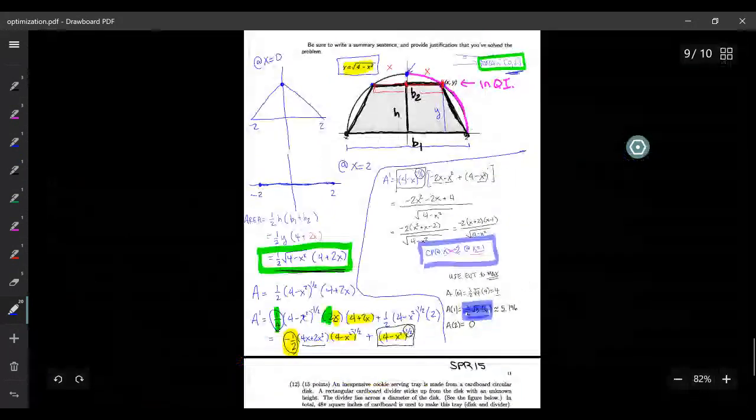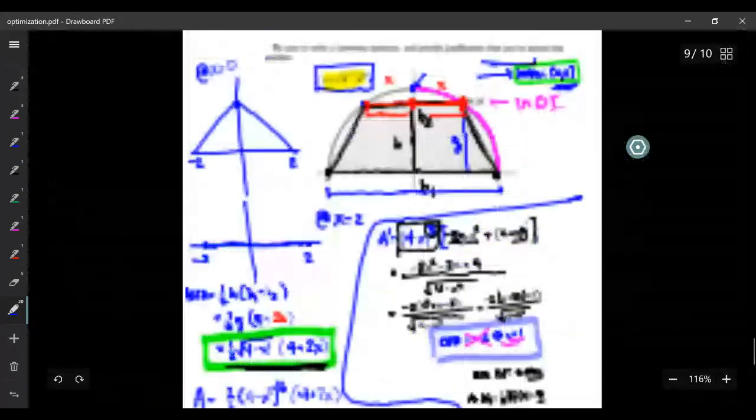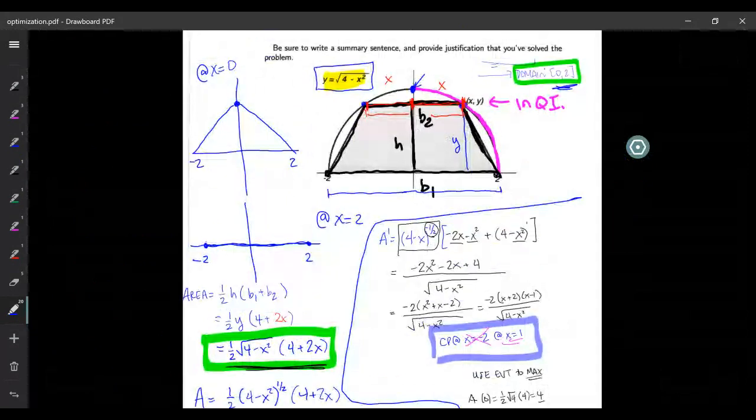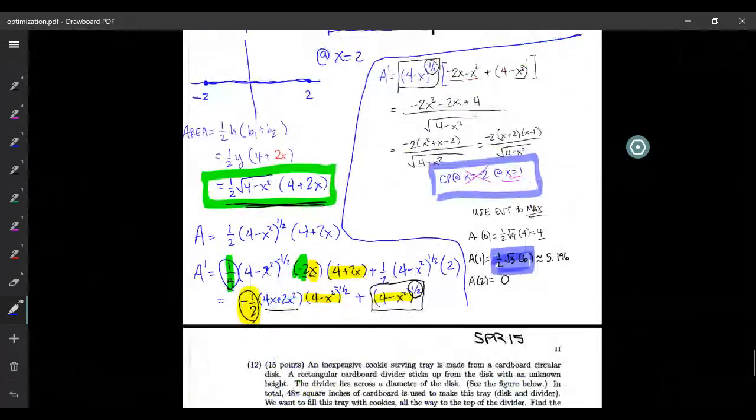So to answer our question, what is the maximum possible area? It is 6 root 3 over 2, so that's 3 root 3.